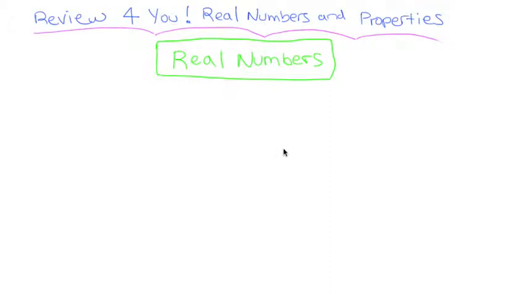This is a review on real numbers and properties. So let's talk about real numbers. What is a real number? By definition, a real number is a number that can be located on the number line. So it's any number that has a place on the number line. The number line is that line that has numbers and goes on forever.